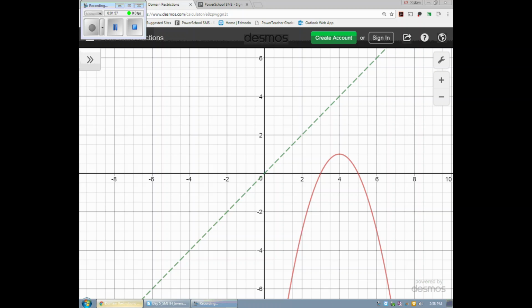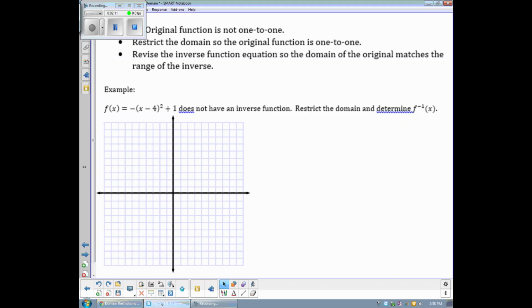So if I go to my vertex that's located at (4, 1), and I restrict the domain, I can either restrict it for every value less than 4 in the x direction or every value greater than 4 in the x direction. So I'm going to go with every value greater than 4. So my vertex is at 1, 2, 3, 4, 1 right here. And this graph is going like this. So I'm going to restrict my domain of f of x so that it's just every value starting at 4, including 4, up to infinity.